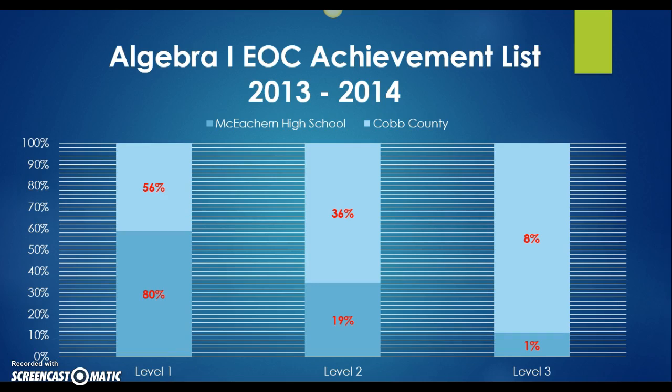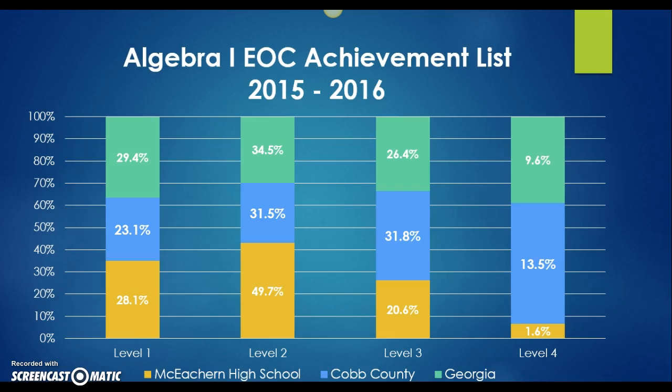And I have to make a statement here: 2013-2014 was the last year they used a 3-level system. As you can see, I jump all the way up to 2015-2016, which was last year's information. And this is where the 4-level tier started to be implemented. And here you can see I have a graph demonstrating the difference between McEachern, Cobb County, and Georgia, and some things to kind of highlight here.